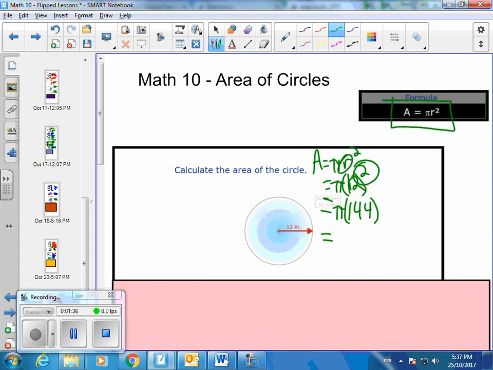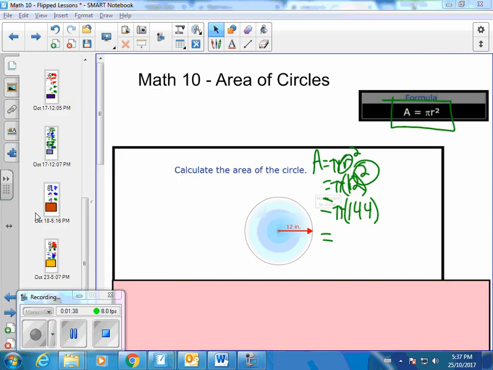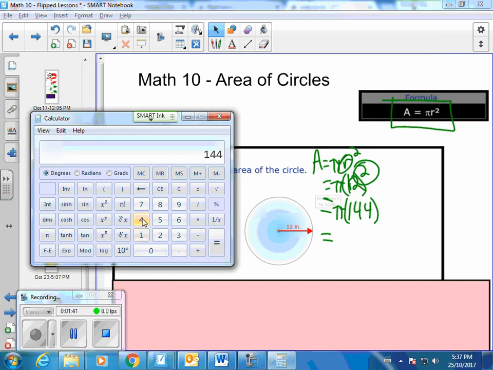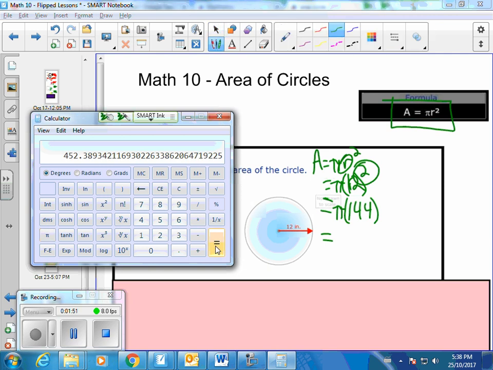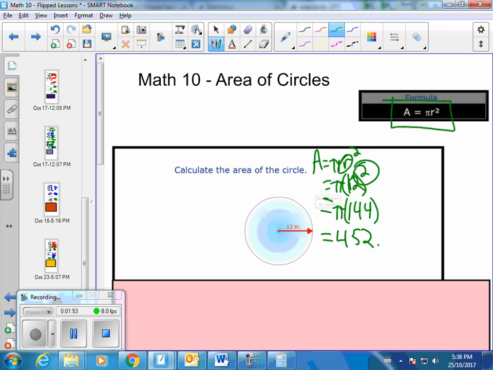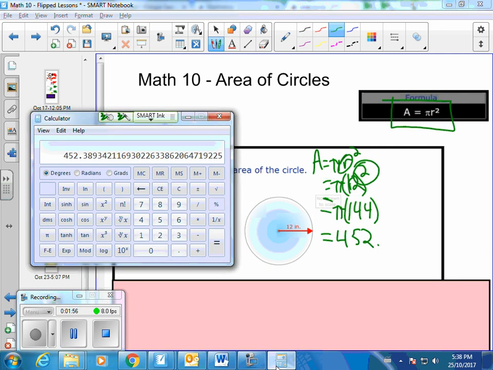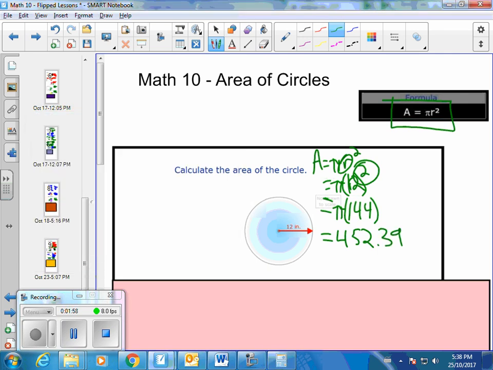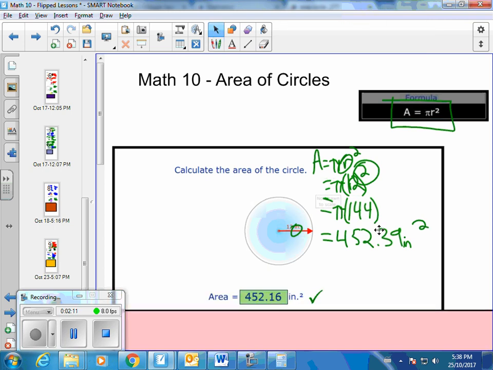So what I have to do here is now pull up my calculator. Now 144 times pi, there's my symbol for pi way over here, is going to equal 452 point, oh, I forgot to see what it was. Let's say 39. And our unit is inches, and we are inches squared. Let's go ahead and check out our answer for that one. Oh, we lost it some.